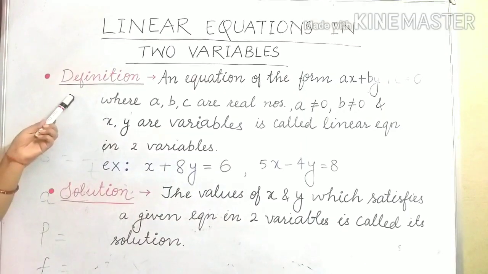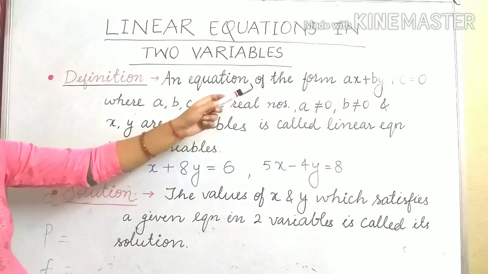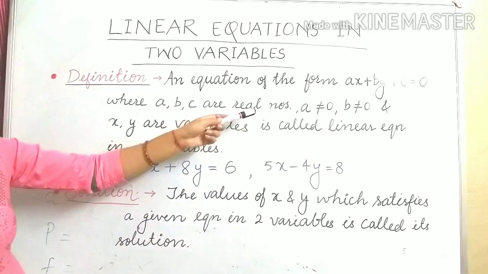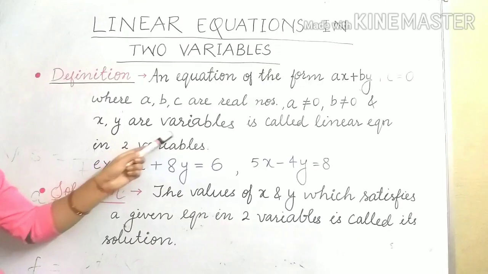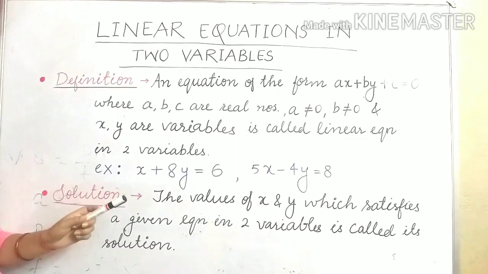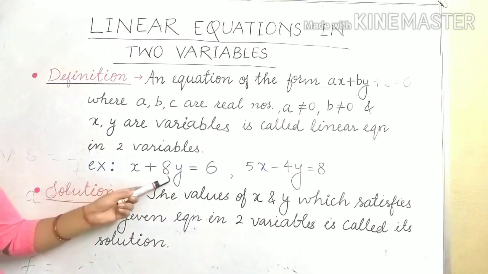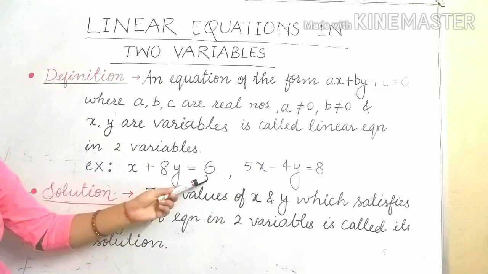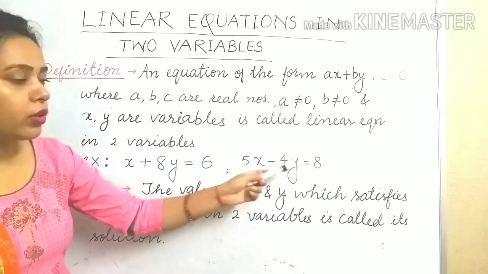Let's first define what is known as a linear equation in two variables. An equation of the form ax plus by plus c equal to 0, where a, b, c are real numbers such that a is not equal to 0, b is not equal to 0 and x, y are variables is called a linear equation in two variables. For example, you can take any examples which include two variables, like x plus 8y equal to 6. Here a is 1, b is 8 and c is minus 6. And like 5x minus 4y equal to 8.